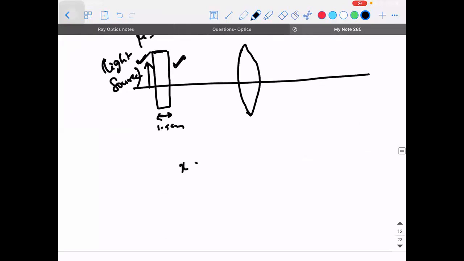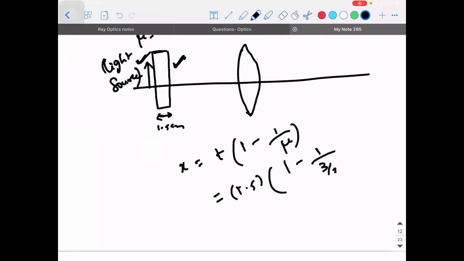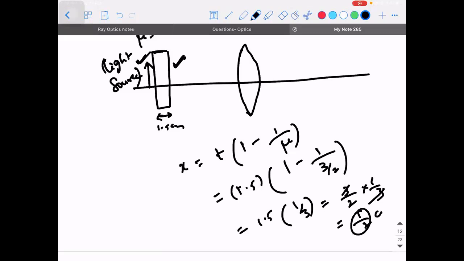There is a formula, x is equal to t into 1 minus 1 by mu. Yesterday we saw this. So what is the thickness of it? It is 1.5 centimeter into 1 minus 1 by mu, where mu is 3 by 2. So it is 1.5 into 1 minus 2 by 3, no, 1 by 3. So 3 by 2 into 1 by 3, cancel. So the shift that is taking place is half a centimeter.